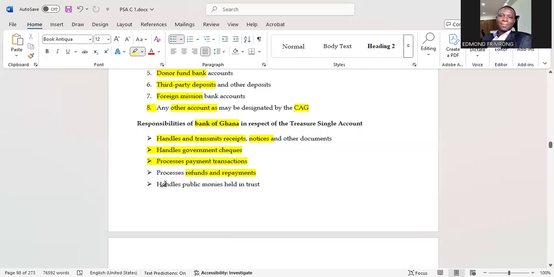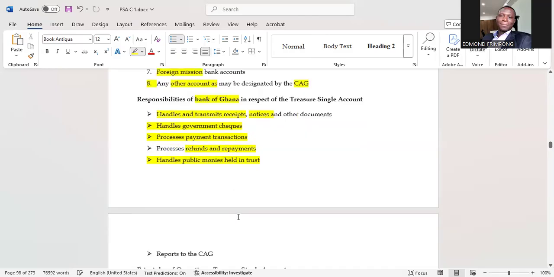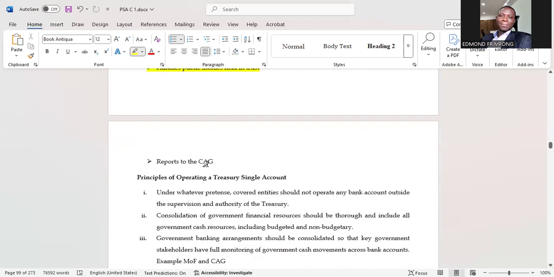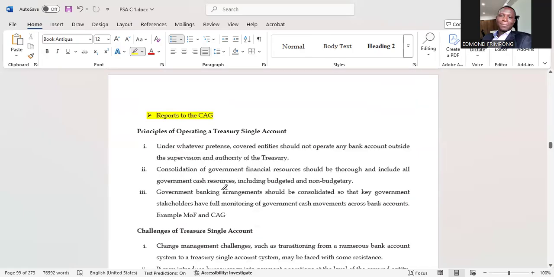Then they handle public money held in trust. Don't forget that the Consolidated Fund is held at where? The Bank of Ghana. And the Bank of Ghana must report to who? The Controller and Accountant General, who is the chief accountant of the government.